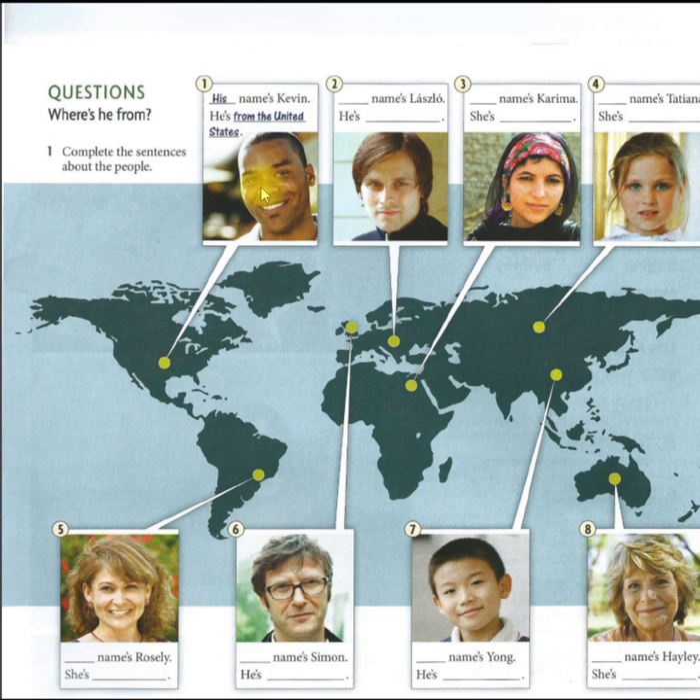Look at the first one. Complete the sentences about the people. So you have a number of sentences. You have to complete the sentences. First, you need to work on your grammar. You see the picture? You see the picture, whether it is a male or it is a female. So accordingly, you have to decide whether to place a his pronoun or a her pronoun.